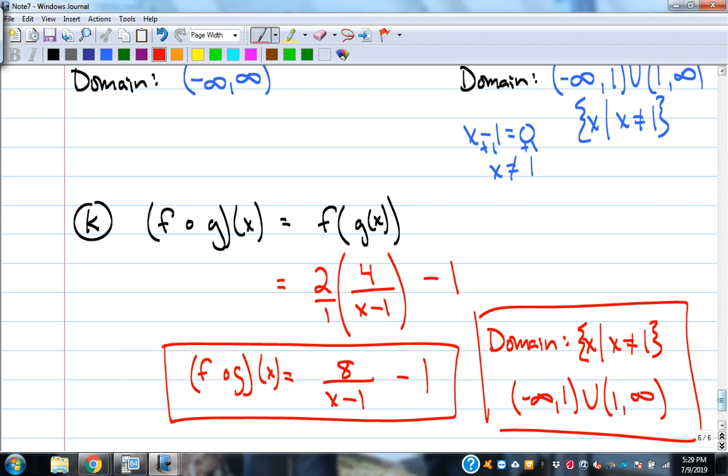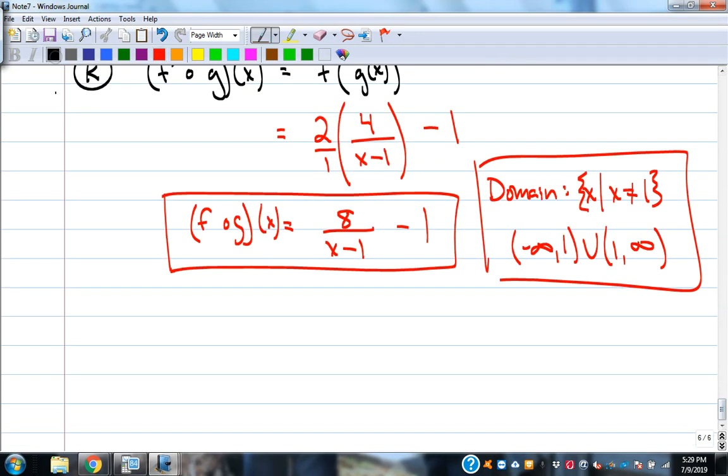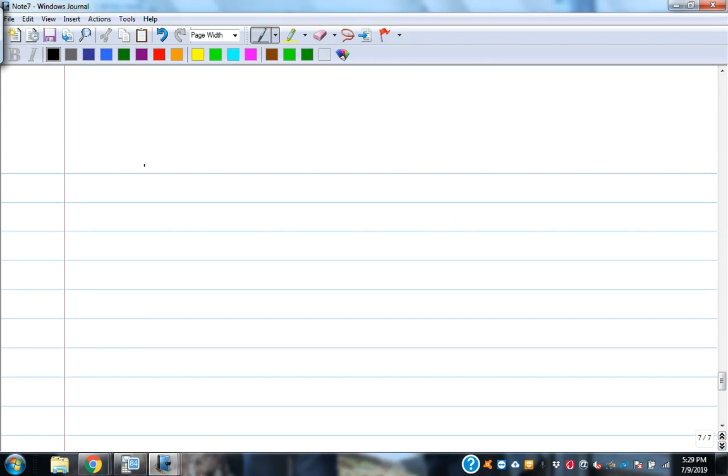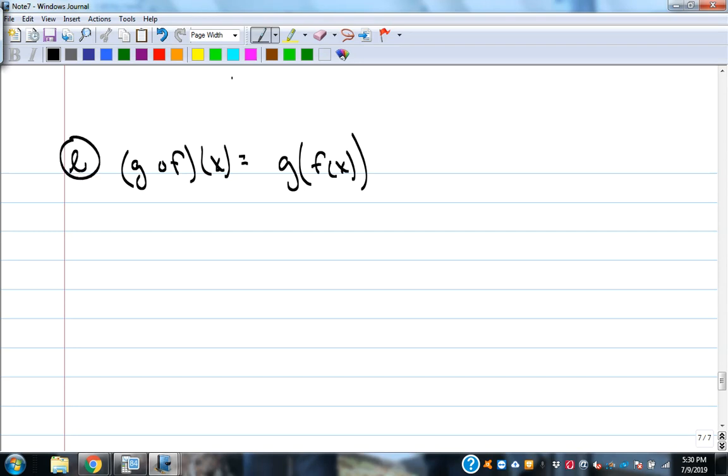All right. Let's do that composite function the other direction. Let's do g composed with f of x. Again, that means take f of x and put it into g of x. Okay. Remember, g of x was 4 over x minus 1. F of x was 2x minus 1. All right? So there are no restrictions in f of x, but there are restrictions in g of x.